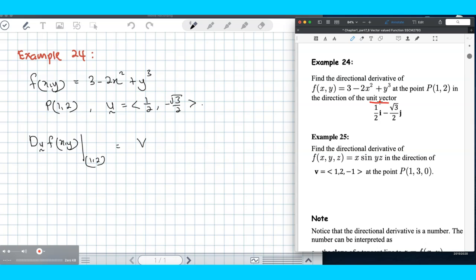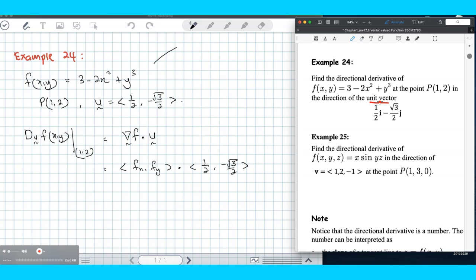So the formula is gradient f dot u. So what is the gradient f? fx, fy dot the components of the unit vector, 1 over 2 and negative 3 over 2. Okay, so here you need to find the partial derivatives. So you have fx equal to minus 4x plus 0, and then fy, you have 3y squared.